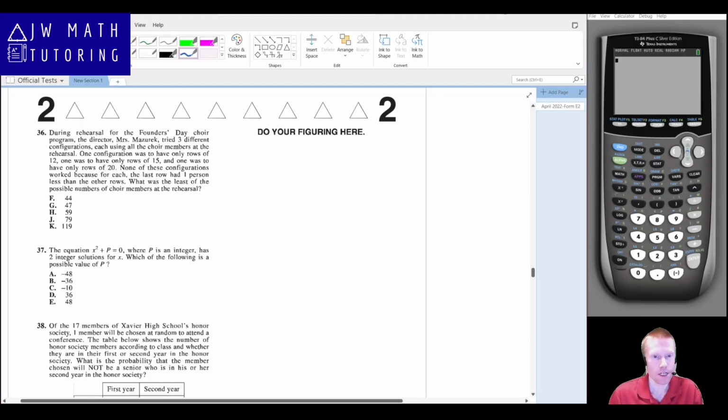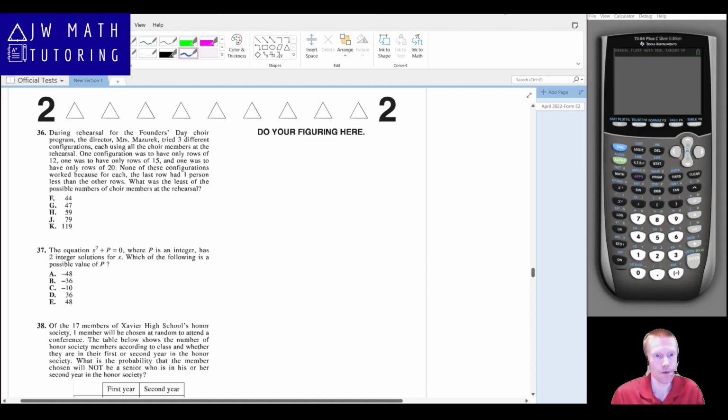Basically what's going on here, they have a bunch of choir members. They tried to set them up in rows of 12. They tried rows of 15. They tried rows of 20. And none of them worked, meaning that none of them worked out evenly. And in fact, there were a bunch of even rows with the same number, and then the last row had one less than all the others did. And so it wants to know what's the least number of choir members that it could have been for this to happen. So the basic approach that I would take with this one is essentially back solving.